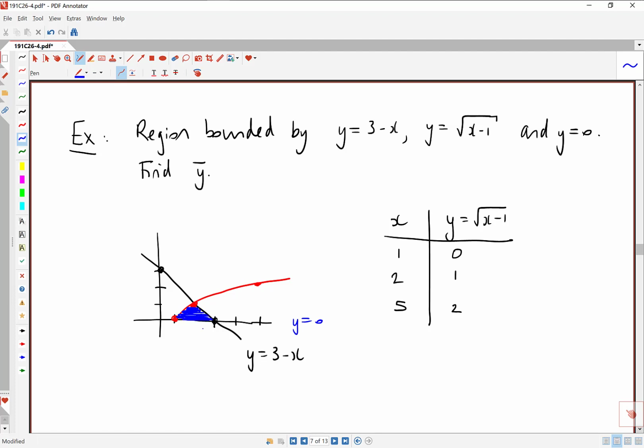So first thing I would point out here, there's no symmetry. There's no horizontal or vertical or diagonal symmetry here. But the problem does not ask us to find the entire centroid. It's just saying find y bar. So we do not need to find x bar to solve the problem. That's good. That's going to cut down on the amount of work that we need to do.